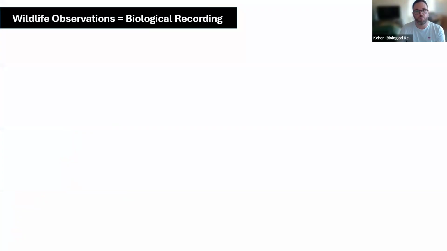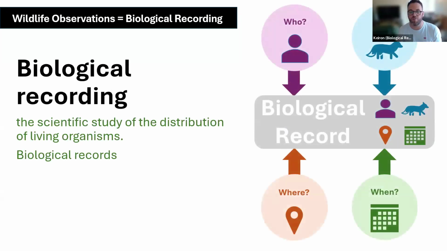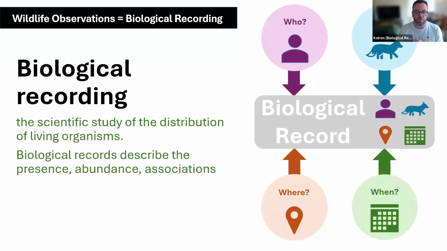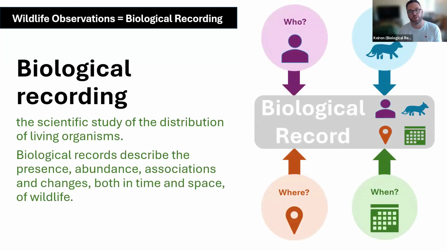So, wildlife observations and biological records, what are these? Well, they're synonyms for one another. The science of biological recording is the study of the distribution of living organisms. So, biological records describe the presence, abundance, associations, and changes, both in time and space, of wildlife.